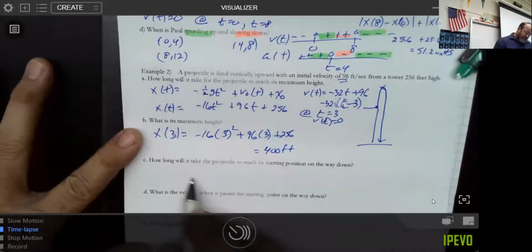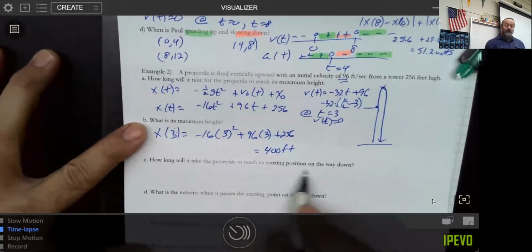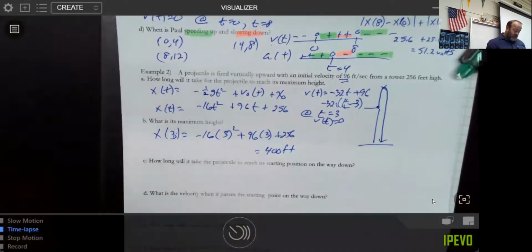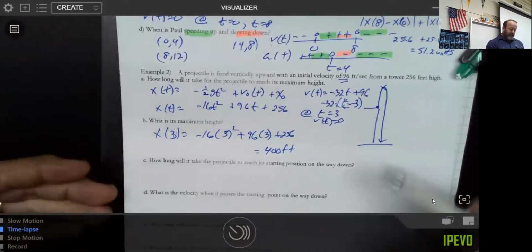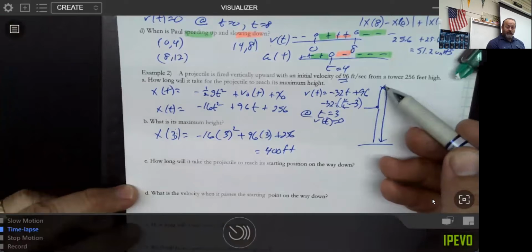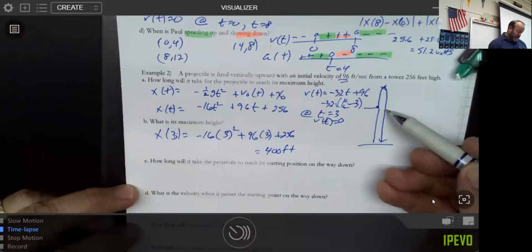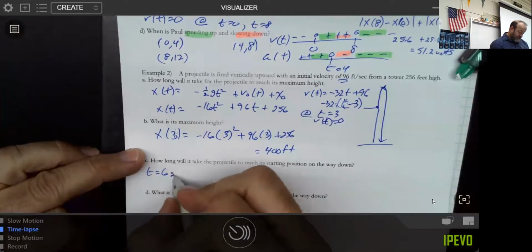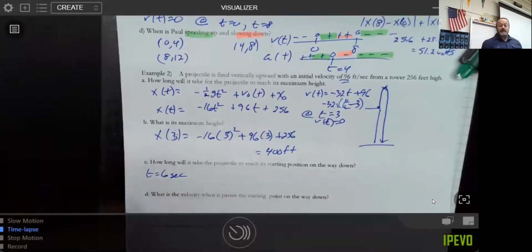So how long will it take the projectile to reach a starting point on the way back down? Keep in mind that if it took 3 seconds to get from here to here, it should be an additional 3 seconds to get from here to here. So we should know automatically that the answer is t equals 6 seconds, just based on the symmetry of the curve.